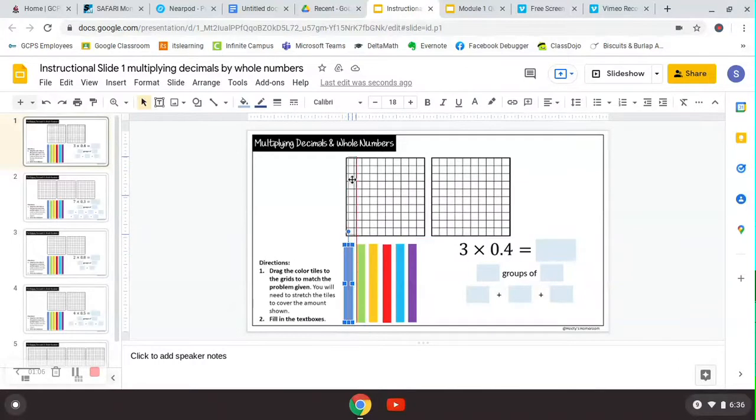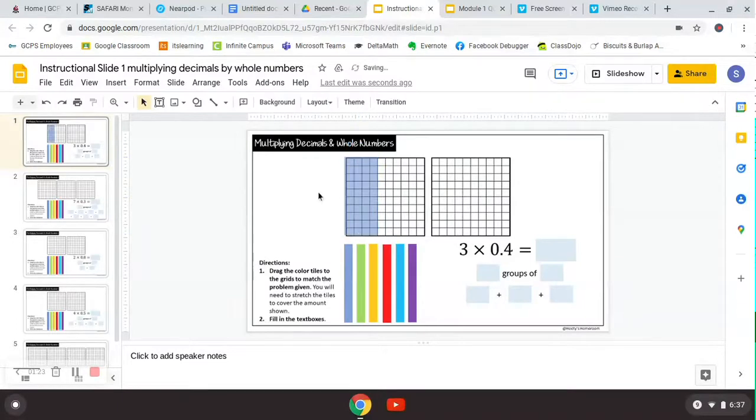So I know that this is 1/10. To make it into 4 tenths, I would want to stretch this across to cover 4 bars. So that's 2 tenths, 3 tenths, 4 tenths. And I can just drop it there. So this is 1 times 4 tenths. But I need 3 times 4 tenths, so I'm going to grab another one. I'll put it right there next to the first one, and do the same thing to stretch it across 4 tenths. 1, 2, 3, 4.